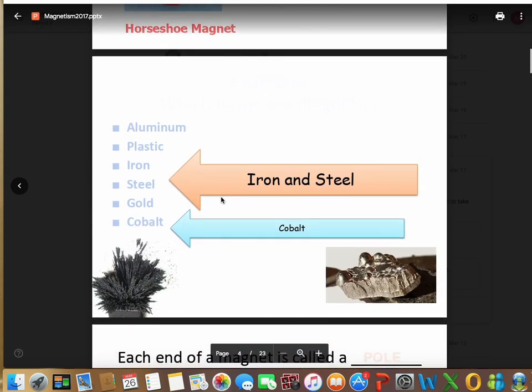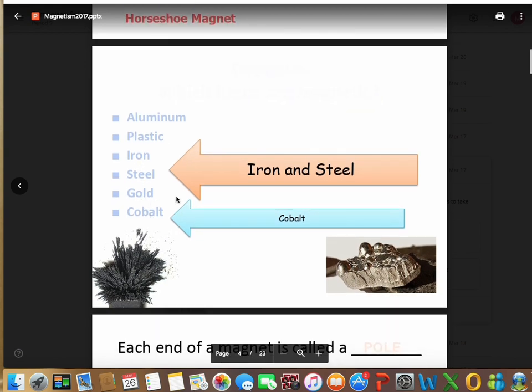All right, so there are several materials on this side: aluminum, plastic, iron, steel, gold, and cobalt. Which ones are magnetic? Well, the only ones that are magnetic are the ones that I just told you: iron and cobalt. Gold is not, however, steel is, because steel is an alloy. And what that means is that there's more than one metal in steel. And there's actually carbon in steel as well. Steel is not a pure compound, it's actually a mixture. So you can separate out the carbon and you can separate out the iron in steel. But because steel has iron, it makes it magnetic.